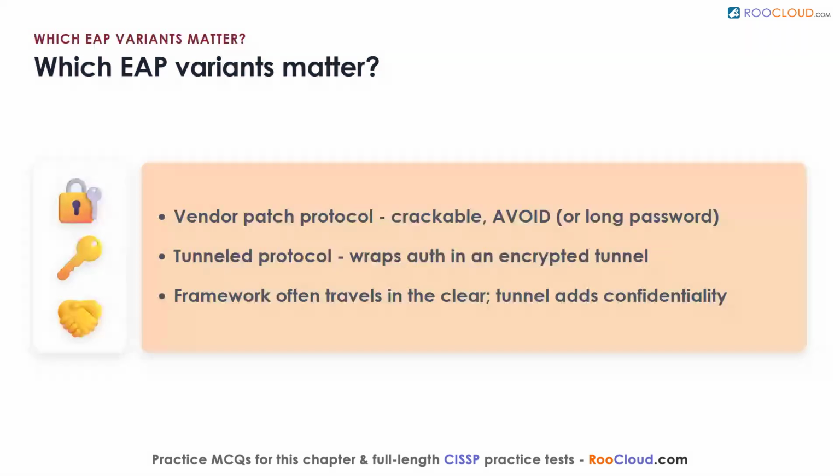A better choice wraps the authentication exchange inside an encrypted tunnel. Since the underlying framework was designed for already protected channels and often travels in the clear, tunneling it adds the confidentiality it lacks. Picture sending a sensitive form through a sealed courier pouch instead of an open interoffice envelope.